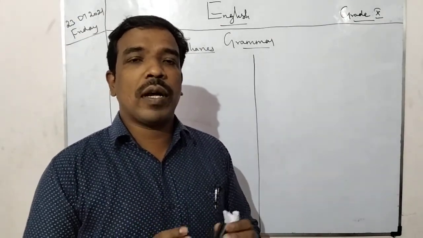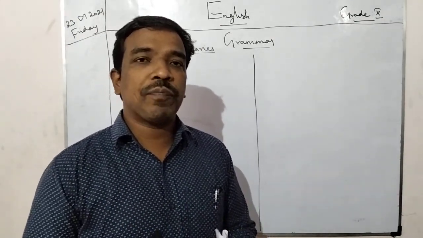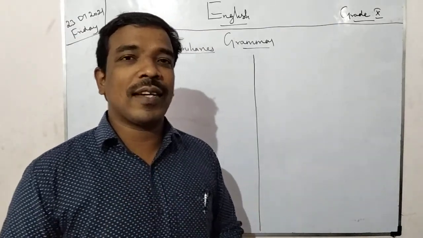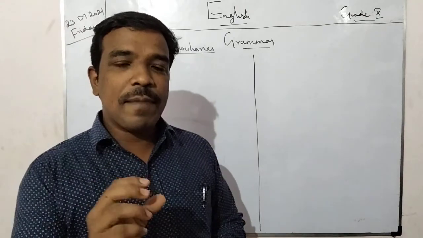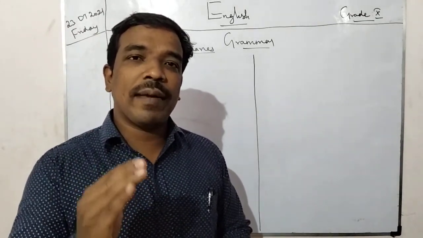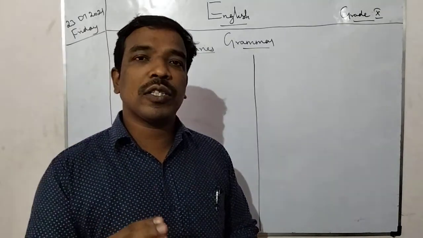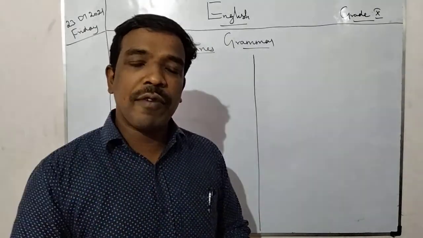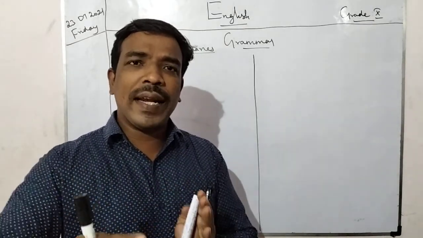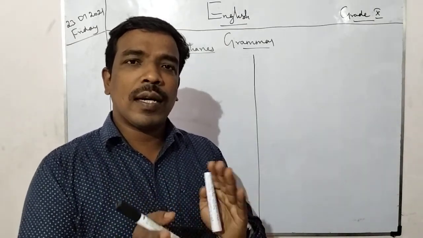For example, one example I will say to you. It may rain, it might rain. Two words are there in modal auxiliaries. It may rain means more possibility. It might rain means less possibility. Have you understood? So two words have different mood, different meaning or different sense.